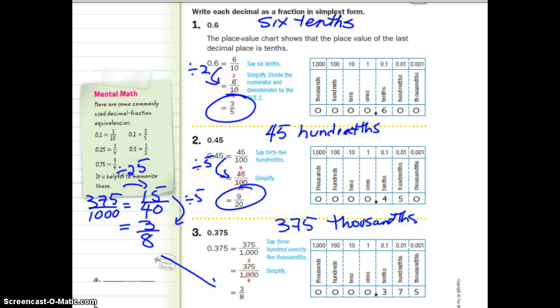Did they come up with 3/8? Indeed they did, because they divided by 75. 75 is the greatest common factor, but I couldn't think of 75, but I knew I could do it with 25 because I thought of quarters. All right, so get it, gotta go. See you in a little bit.